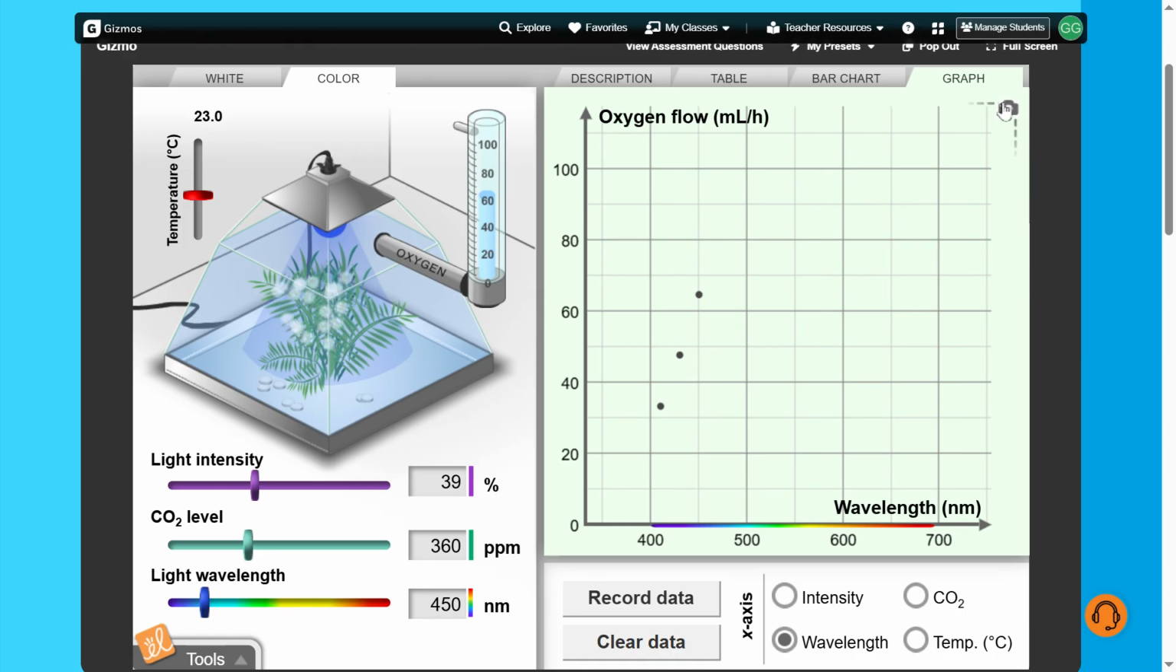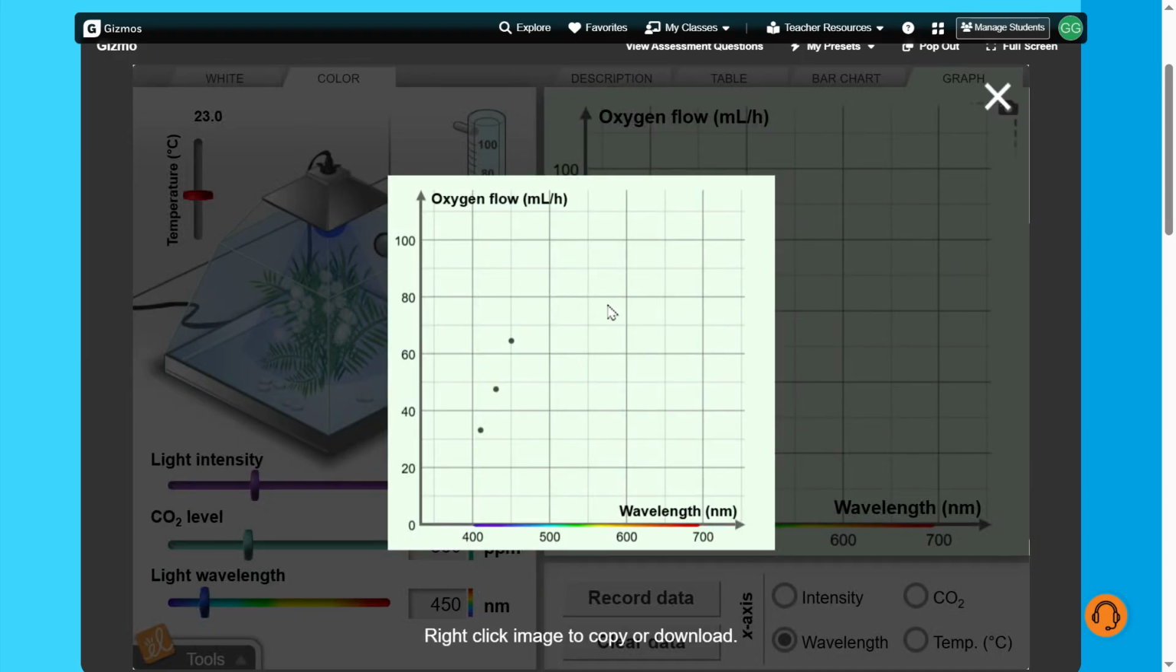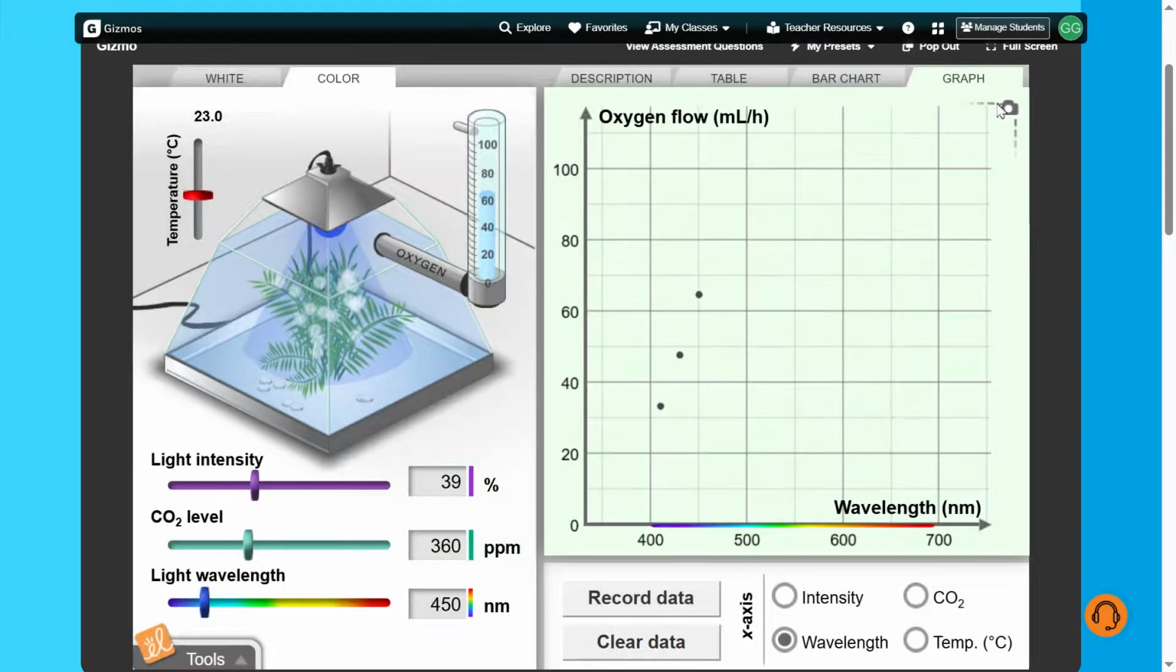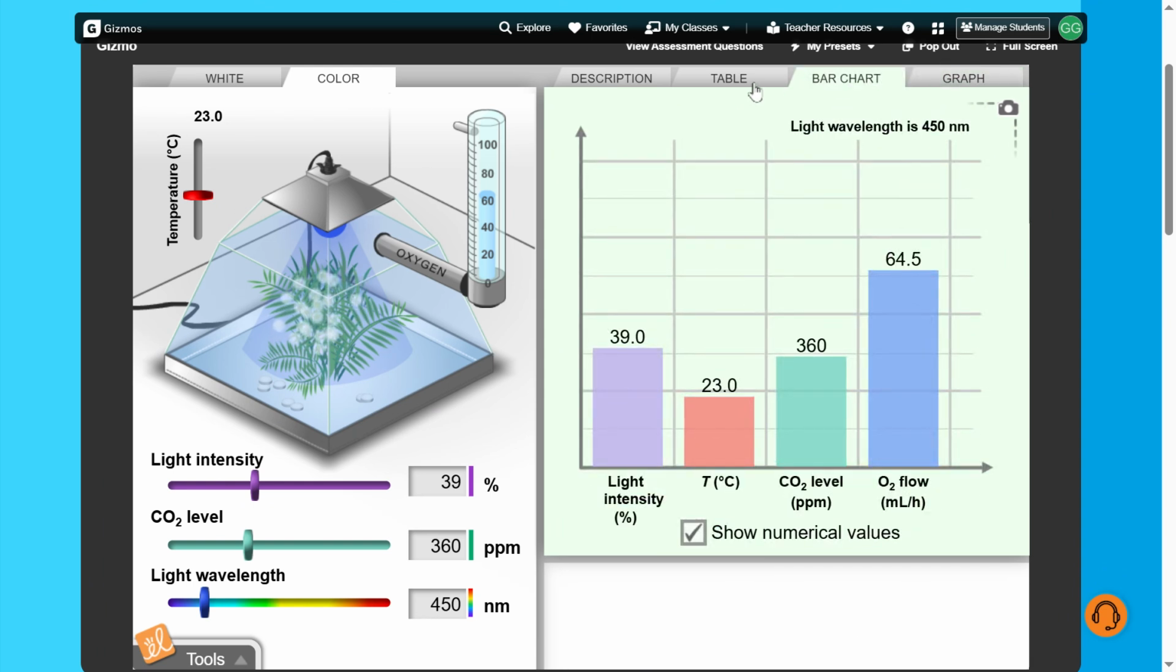Click on this camera icon to take a screenshot of your graph and include it in your assignment. This will be very useful for you to determine the best wavelength for oxygen production and the worst wavelength for oxygen production. Similarly, you can also look at the bar graph here to see the optimal rate of photosynthesis.